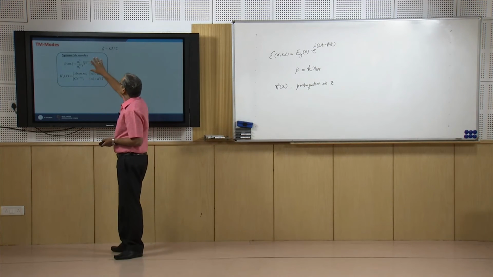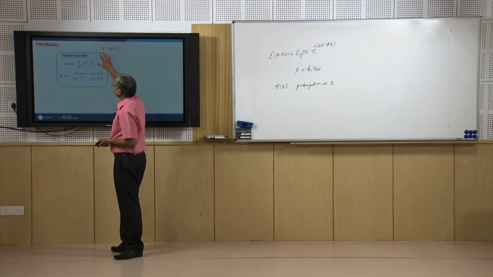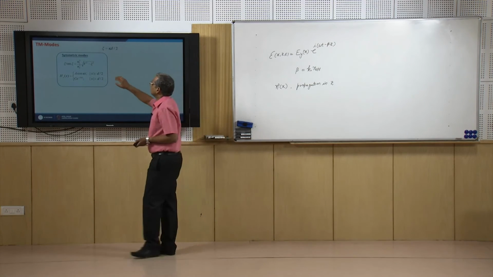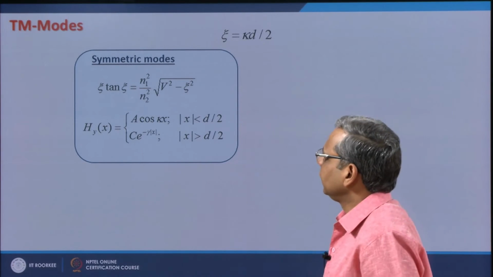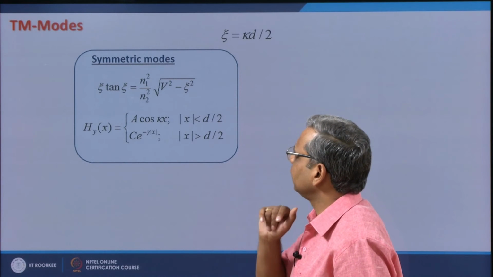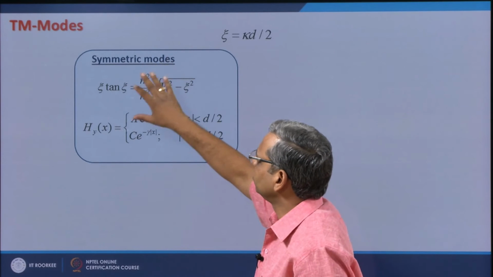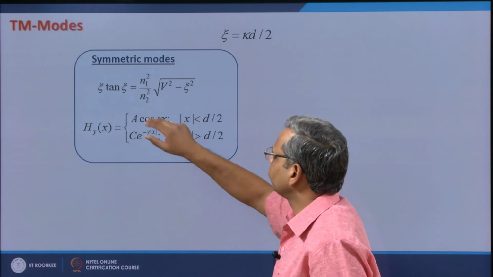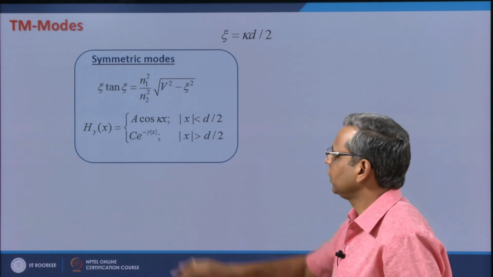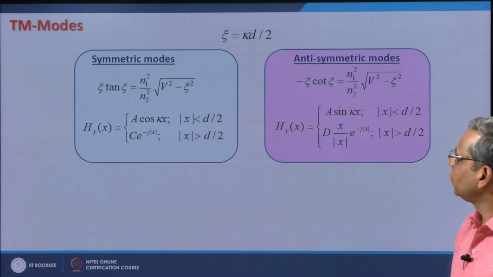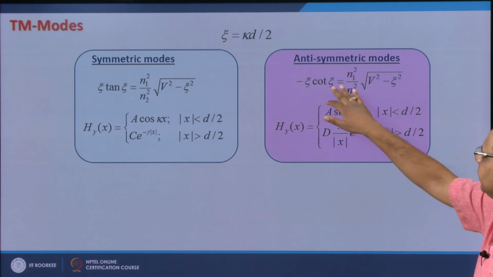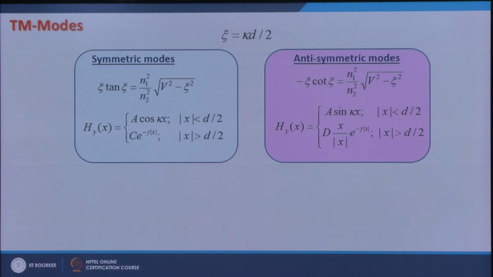So, for symmetric modes, if I now convert this equation into xi and v, then I know xi is nothing but kappa d by 2. Then in exactly the same way as I had done for TE case, for symmetric modes I will have the equation as xi tan xi is equal to n1 square over n2 square times the square root of v square minus xi square, and this is the field. Similarly, for anti-symmetric modes, the equation would be transformed to minus xi cot xi is equal to n1 square over n2 square times the square root of v square minus xi square, and this is the field.